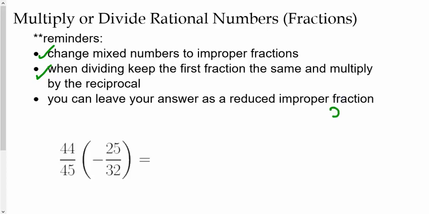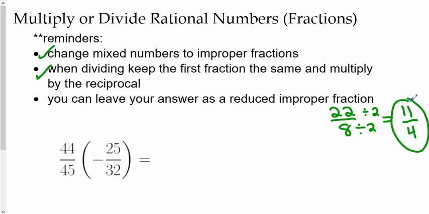By that I mean, if you had an answer, let's say you got 22/8 as your answer. Well, that's an improper fraction because the numerator is bigger than the denominator, but it could be reduced because 2 divides evenly into both of those numbers. 2 goes into 22 11 times and into 8 4 times. So the answer would be 11/4, and you could leave it that way. You don't have to make it a mixed number. Just make sure your improper fraction is reduced.